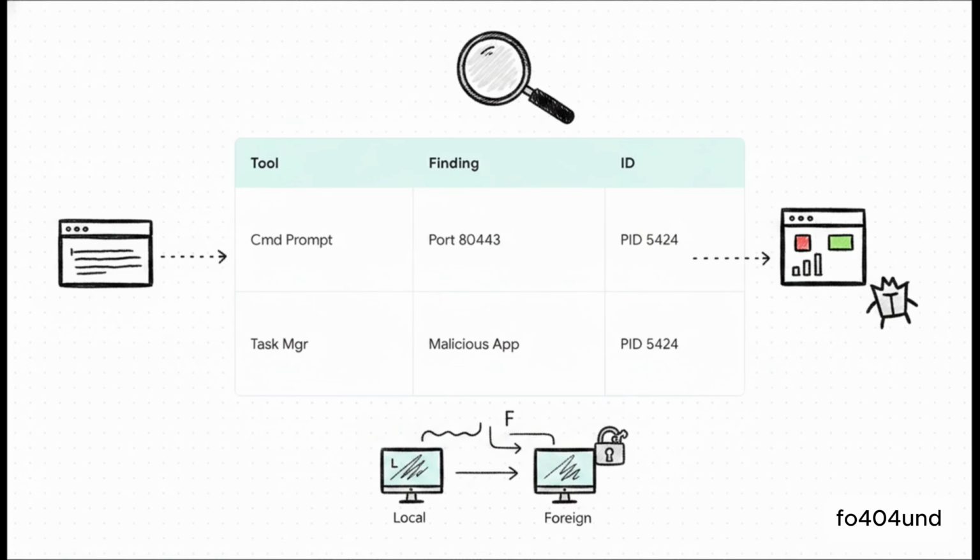Now, what's really interesting about this is how we connect the dots. Let's say in your command prompt, you spot a suspicious connection. Maybe your local IP is connecting out to some foreign IP address on a weird port, like 8443, and Netstat tells you the process ID is 5424. Well, you take that number, 5424, you pop open the Details tab in your Task Manager, and boom, you match that ID directly to the exact malicious process the hacker is using to maintain their backdoor. It's like a giant puzzle coming together.